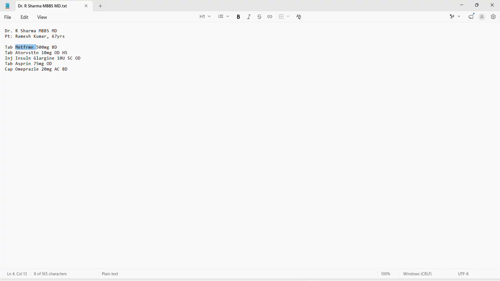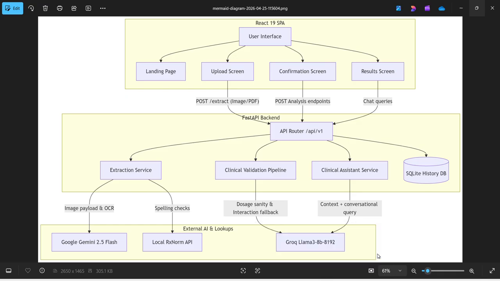So this is our proposed architecture. First, from the user interface, there are four screens: the landing page where sign up happens, the upload screen where the prescription is uploaded, the confirmation screen after the prescription is seen, and then the results, what was observed from the prescription, is shown here.